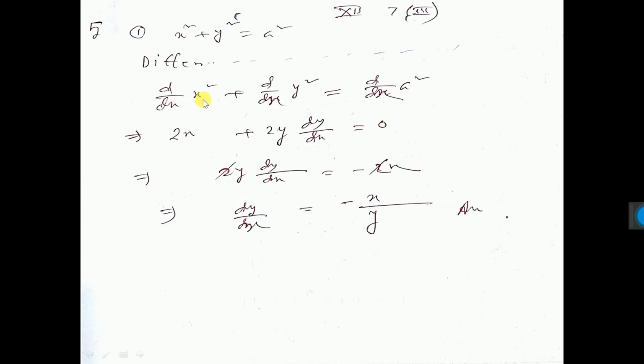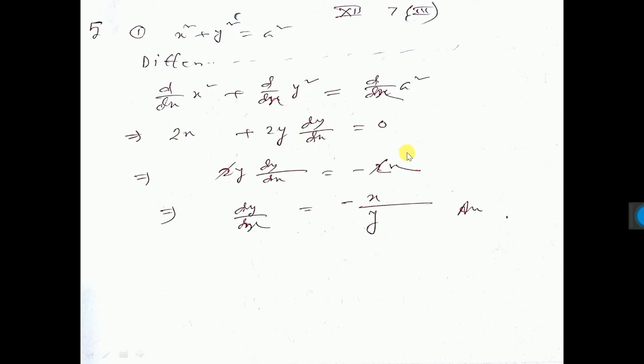Now d/dx of x to the power n formula, n into x to the power n minus 1, that is 2 into x to the power 2 minus 1, that is 1. That power 1 I have not written. Again y to the power 2, apply x to the power n formula, n into x to the power n minus 1, that is 2 into y to the power 2 minus 1. Again y I consider x, that's why dy/dx we have to do.